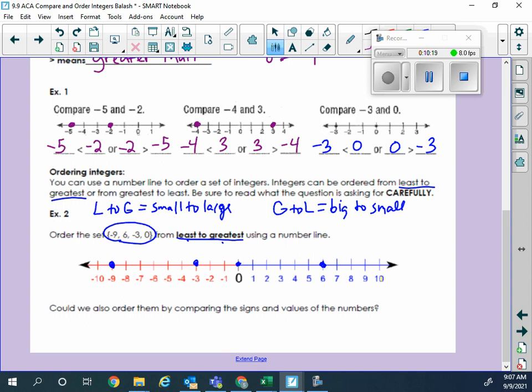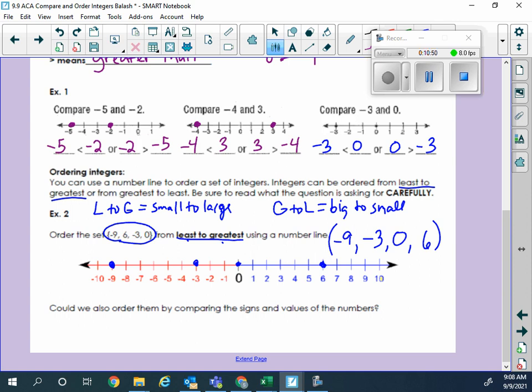So that means from the small to the big, right? So let's do it. Smallest one would be -9, and then what? -3, then what? 0, then what? 6. Okay? And that was so easy with the number line. But do you think you're always going to want to draw a number line? No. Why not? Because it would take too long.